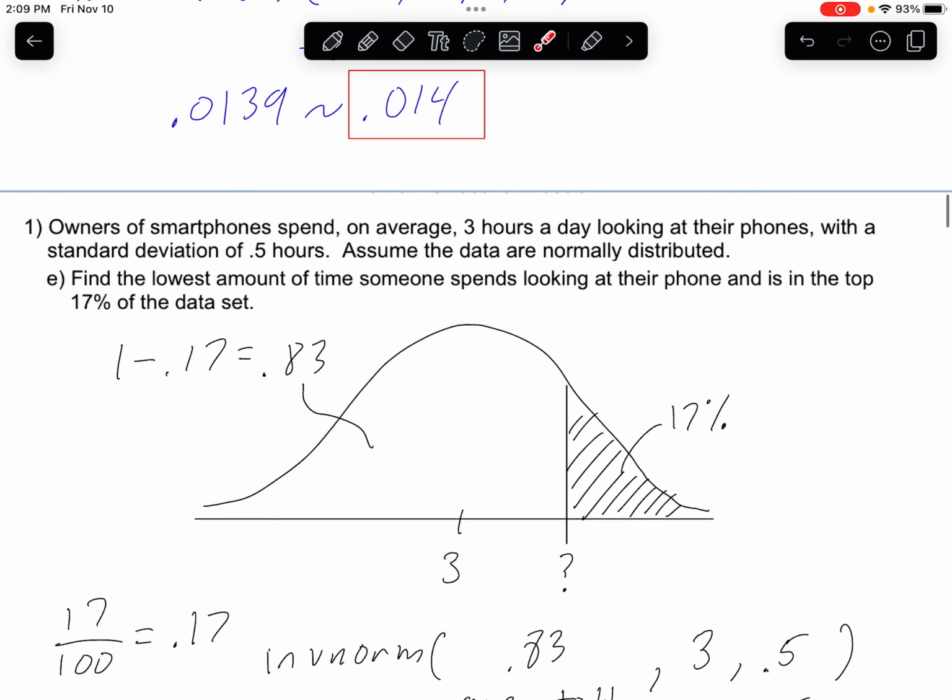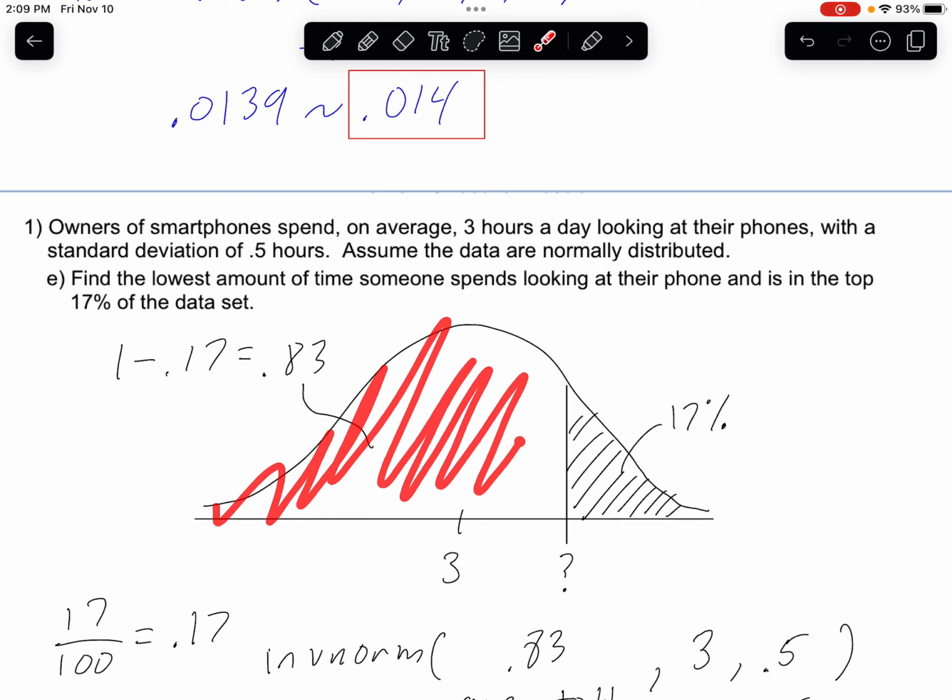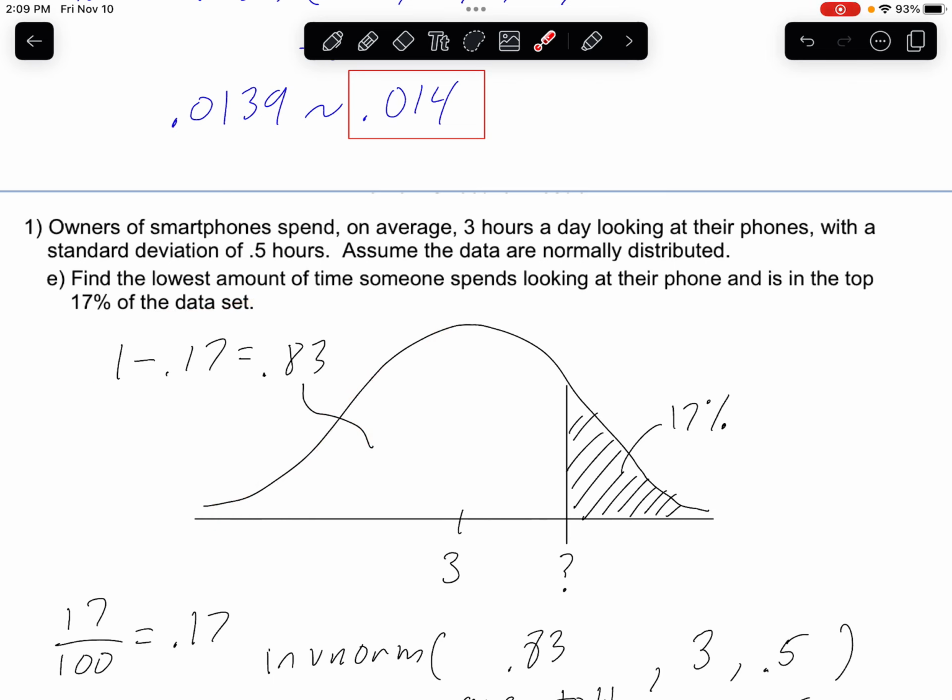17% translates to a decimal of 0.17 because we divide by 100 in order to get that. So that makes this normal distribution here split into two separate regions. One of them has a size of 17%, which means the other one has a size of 83%, or rather 0.83.